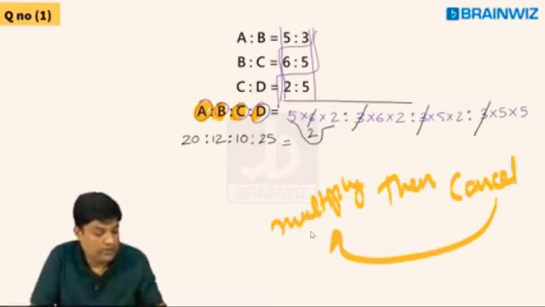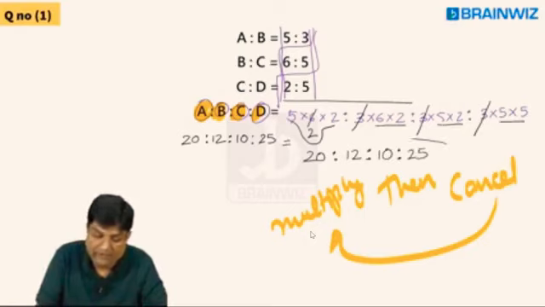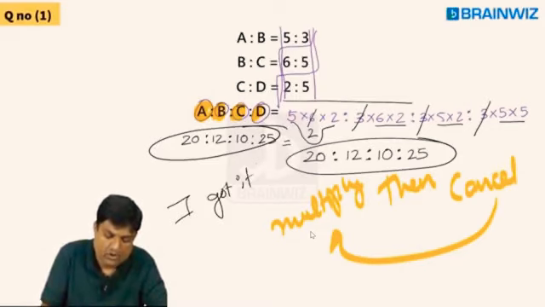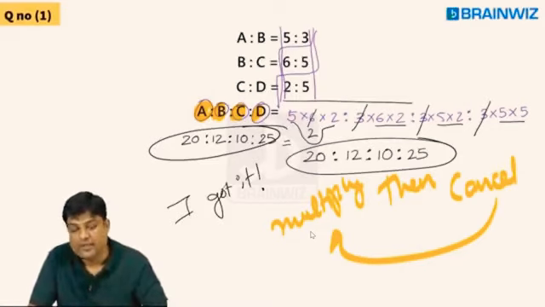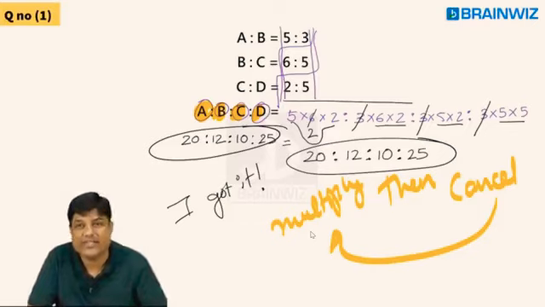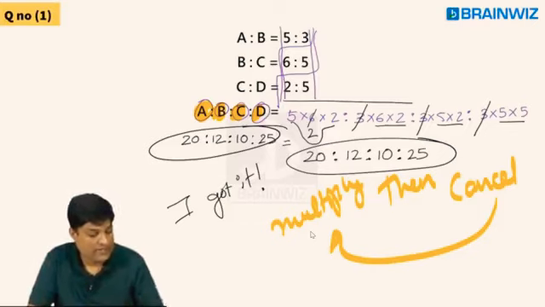What is 2 into 2 into 2? That is 20. What is 6 into 2? That is 12. What is 5 into 2? That is 10. What is 5 into 5? 25. Hope you got the same answer that I got. So this is one of the easy ways of doing the question, where you can get the answer much faster. Are you understanding, everybody? Shall I tell you here?